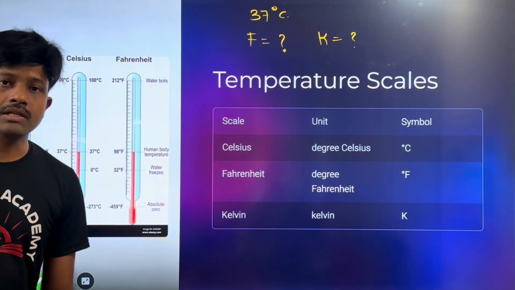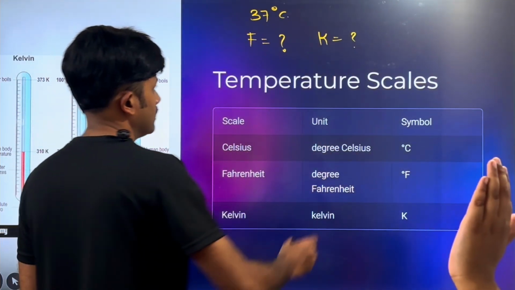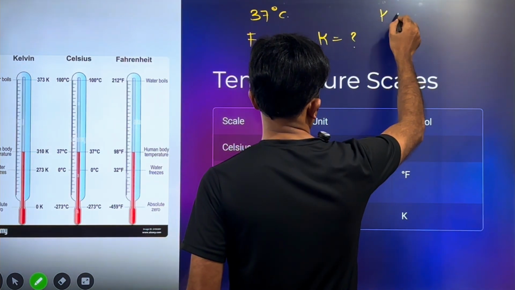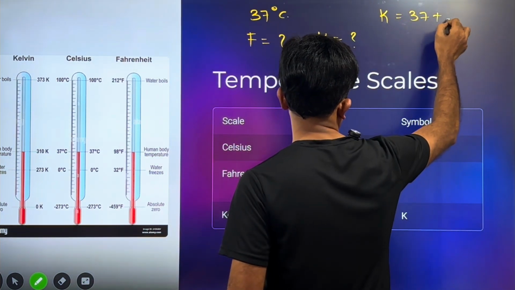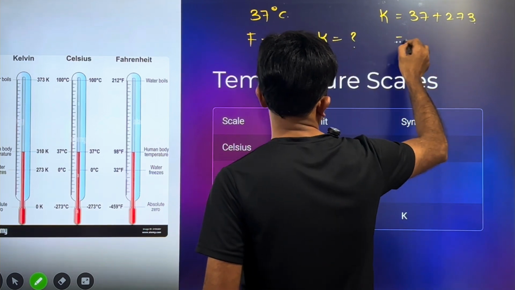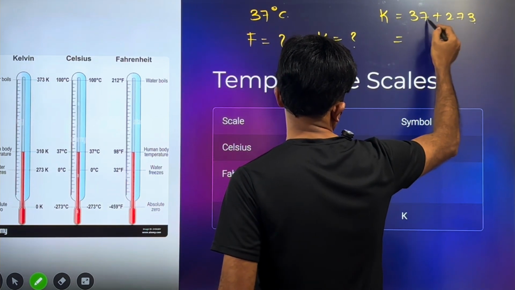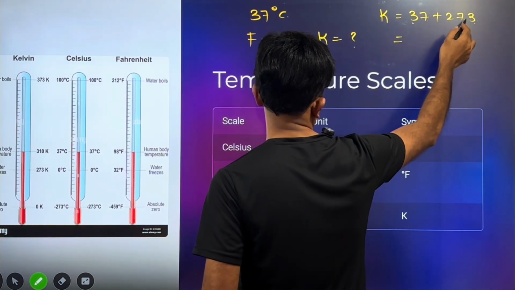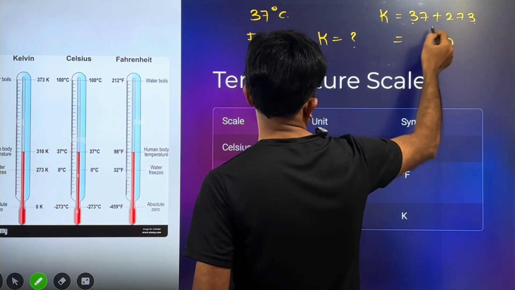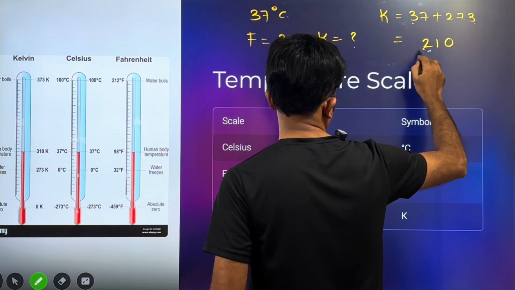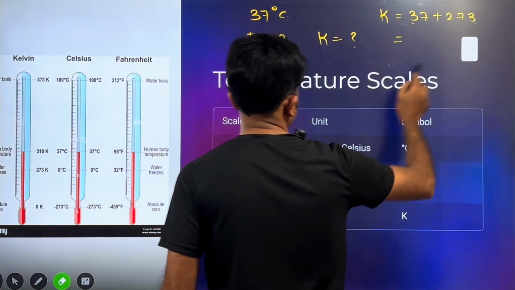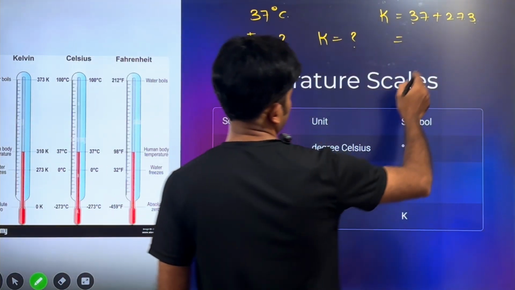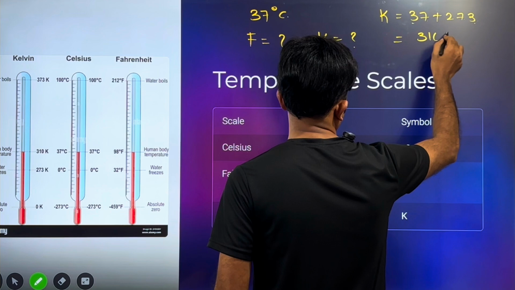To convert degrees Celsius into Kelvin, you have to add how much? Plus 273 you have to add. Then how much will it be? 37: 7 plus 3 is 10, plus 1 is 11, and 2 is 310. That is 310 Kelvin. So 37 degrees Celsius is equal to 310 Kelvin.